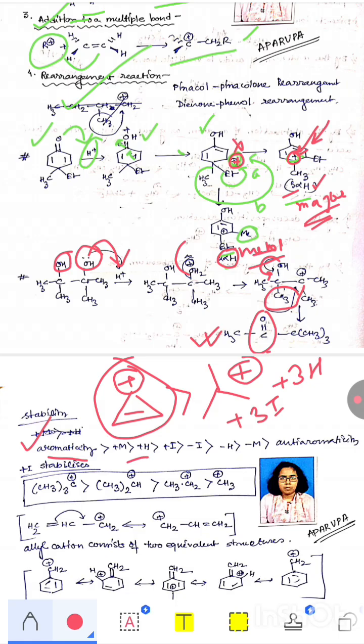कॉन्जुगेशन, positive hyperconjugation, then positive inductive effect, and then we have to go again from destabilization, that is minus I, then minus H, then minus M, then anti-aromaticity. So when in carbocation anti-aromaticity is present, so this is the most destabilizing.